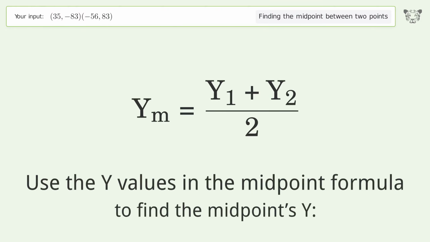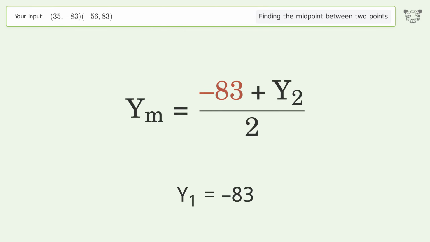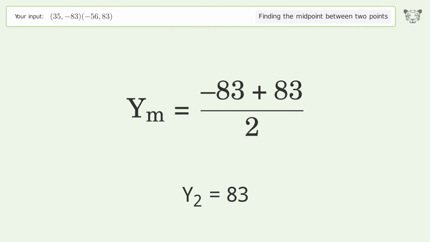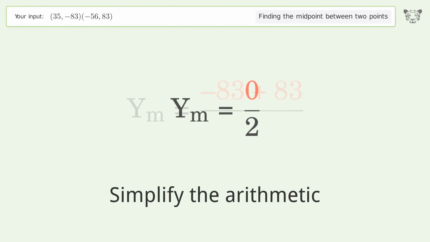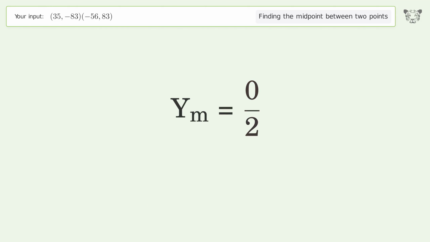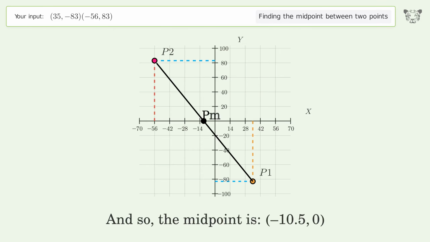Use the y values in the midpoint formula to find the midpoint's y. y1 equals negative 83. y2 equals 83. Simplify the arithmetic. And so, the midpoint is negative 10.50.